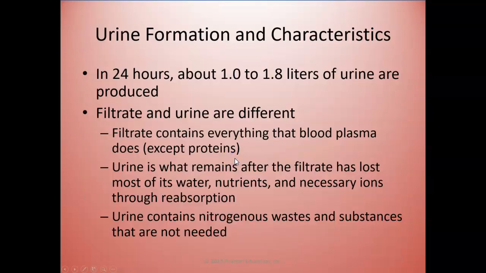All right. So in a 24-hour period, we approximately produce 1 to 1.8 liters of urine. The filtrate and urine are very different, as I mentioned. The filtrate, which was that first part, just in those tubules, contains everything that the blood plasma does, except for the proteins. Urine is what remains after the filtrate has lost most of its water, nutrients, and necessary ions. So we've taken the water back into the kidneys, taken the nutrients and necessary ions back out through reabsorption, and then dumped off the things that we don't want, like the nitrogenous waste and substances that are not needed. All right.